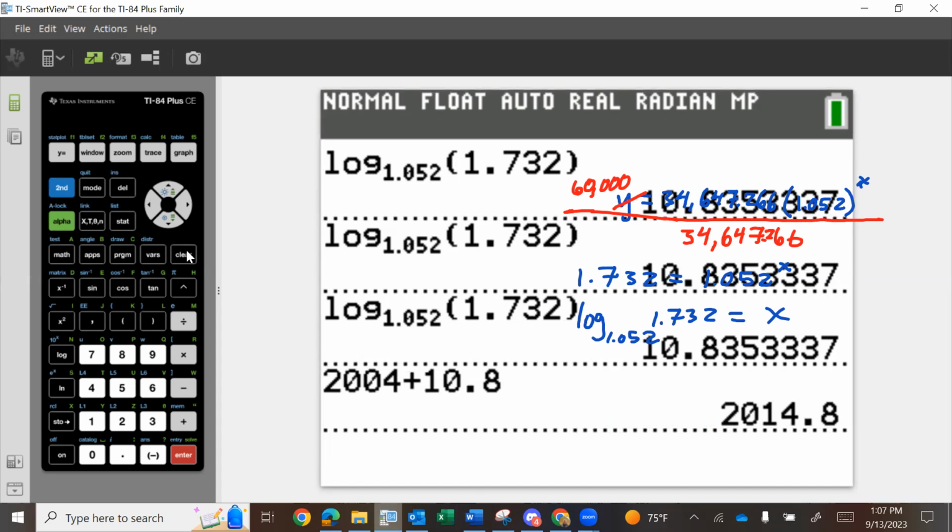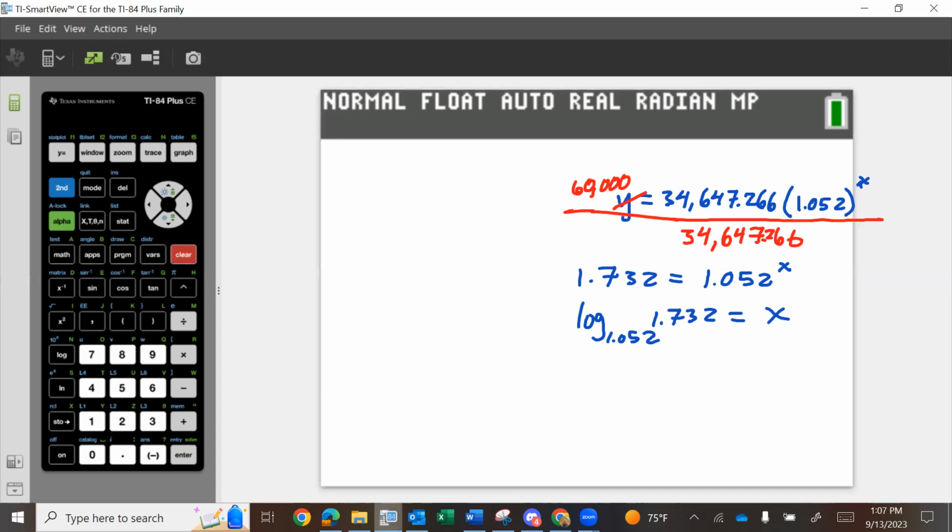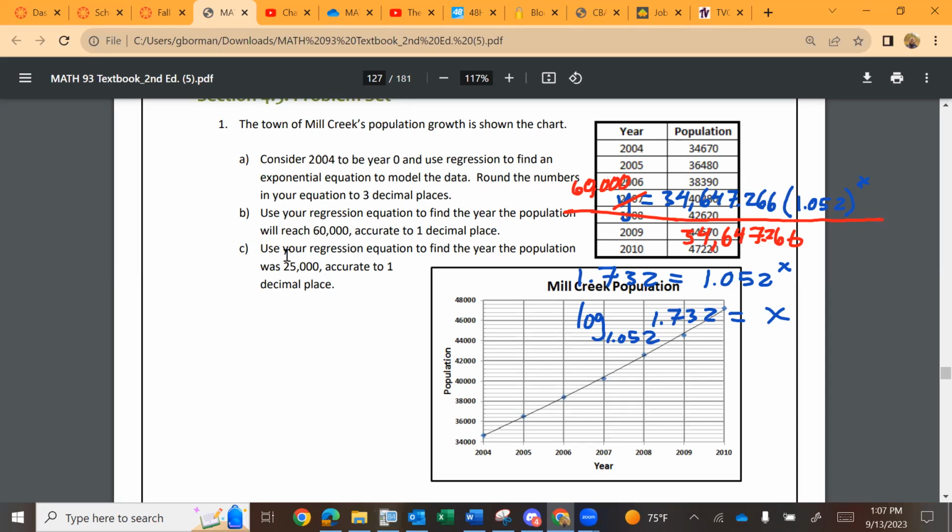All right. Now, part C is very similar to part B. The only difference is you're going to use 25,000 instead of 60,000. That's the only difference. Well, 25,000, that's smaller than our smallest population. So it's going to be into the past, which means we're going to expect a negative answer. All right. So, yeah, we might as well just give that a shot.